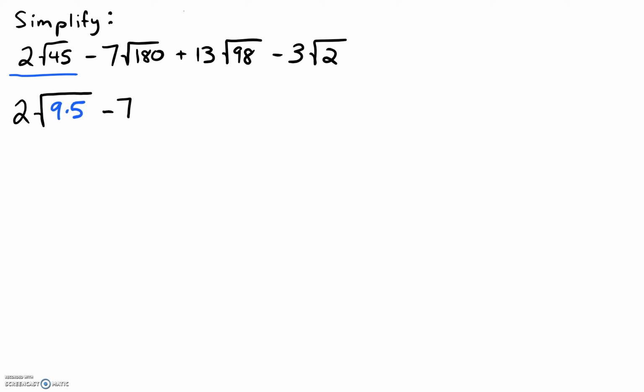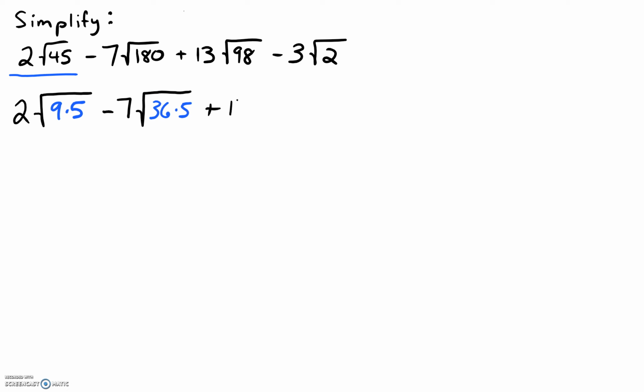So now let's bring down the minus 7, and let's do the same thing we did with the 45 with the 180. So 180 has a lot of different factors, so you may want to make several lists, but the best thing we can do is 36 times 5. Because really, if it has several different perfect squares, you want to look for the largest one. It'll just make your life easier.